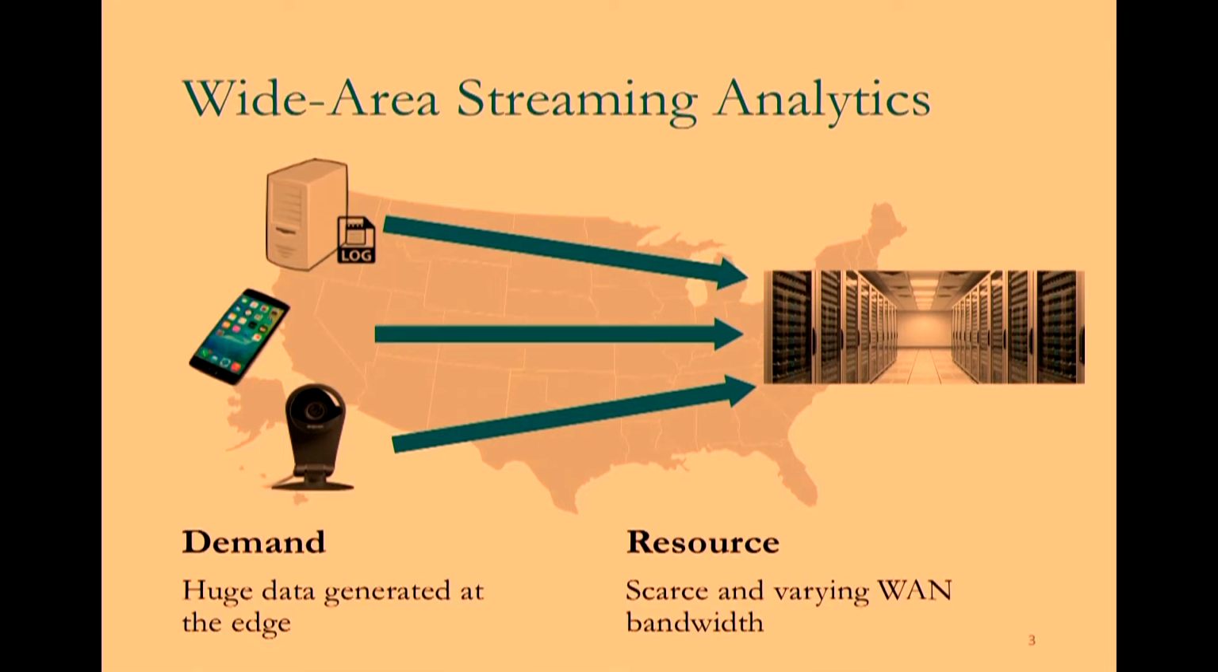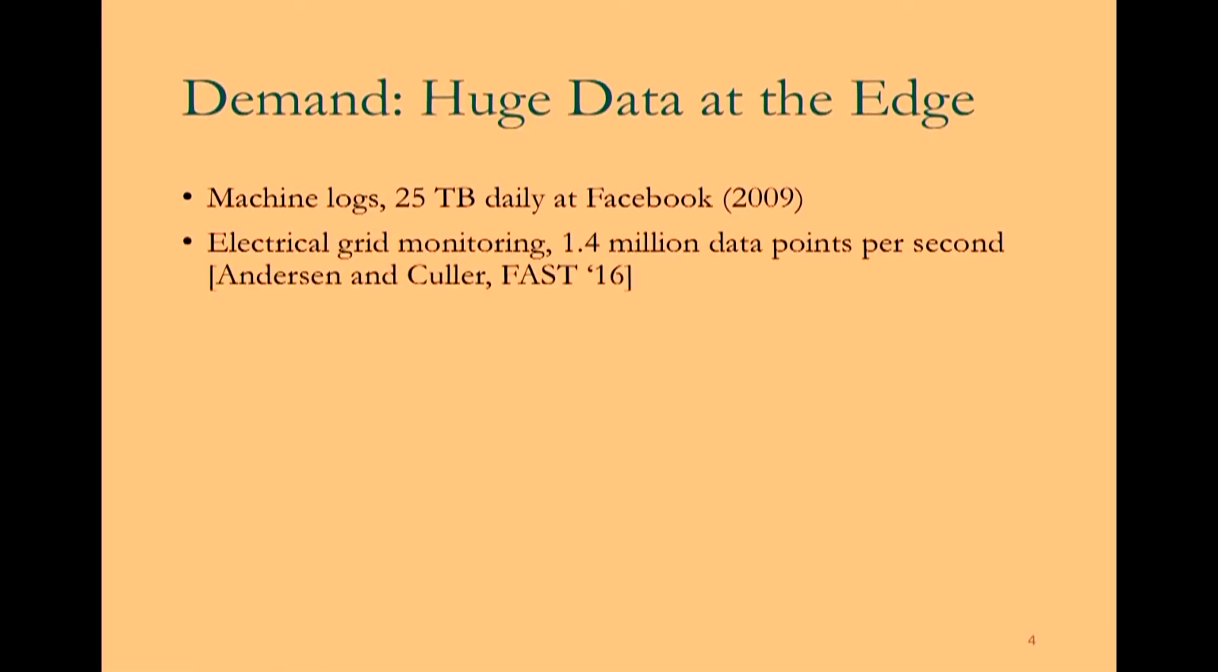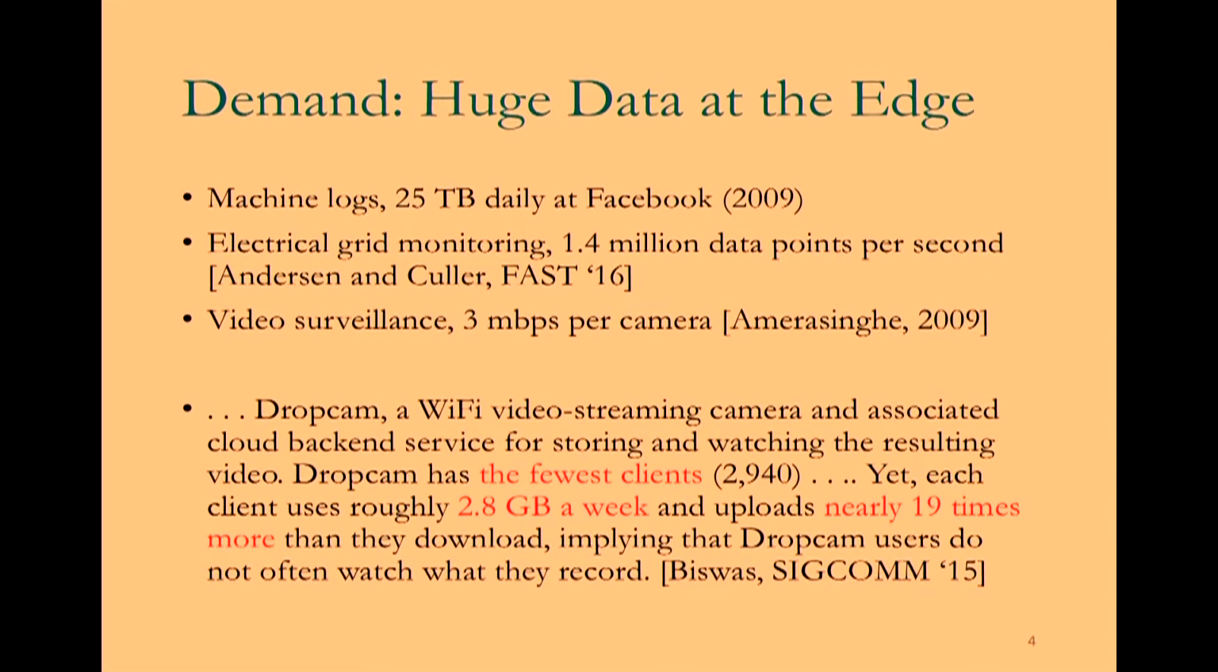So on the demand side, in early 2009, Facebook reported that more than 25 terabytes of machine logs are generated every day that needs to be processed across the WAN. A recent work focusing on electric grid monitoring reported 1.4 million data points per second. For video surveillance, each camera requires roughly 3 Mbps bandwidth. And quoting a recent measurement study from Meraki that was published in SIGCOMM 2015, Dropcam has the fewest clients, but it still generates a very large amount of upload traffic.